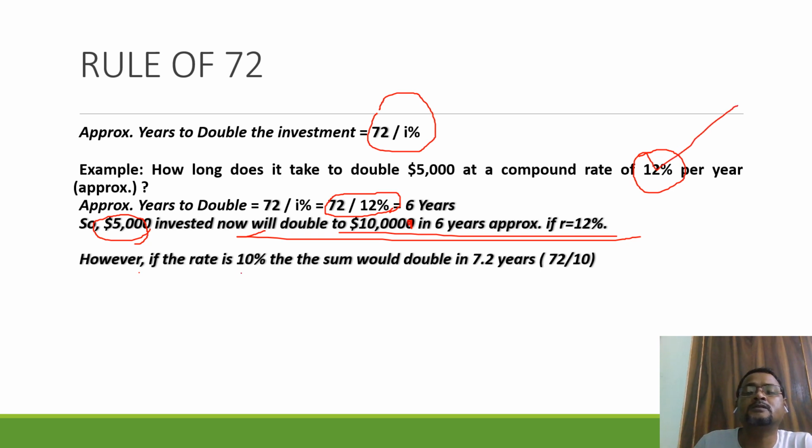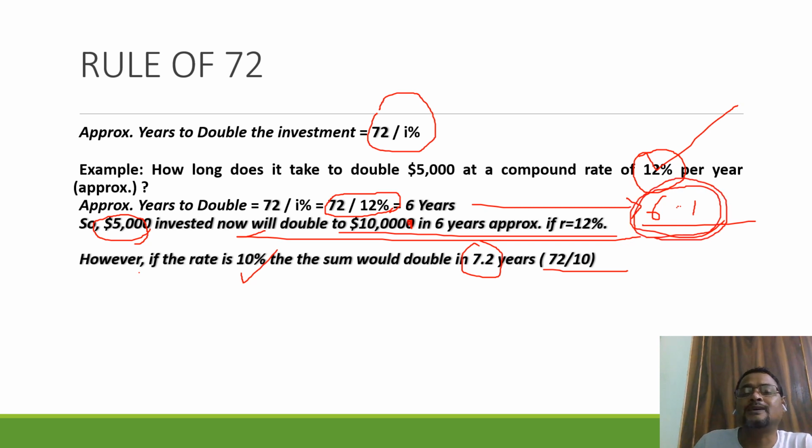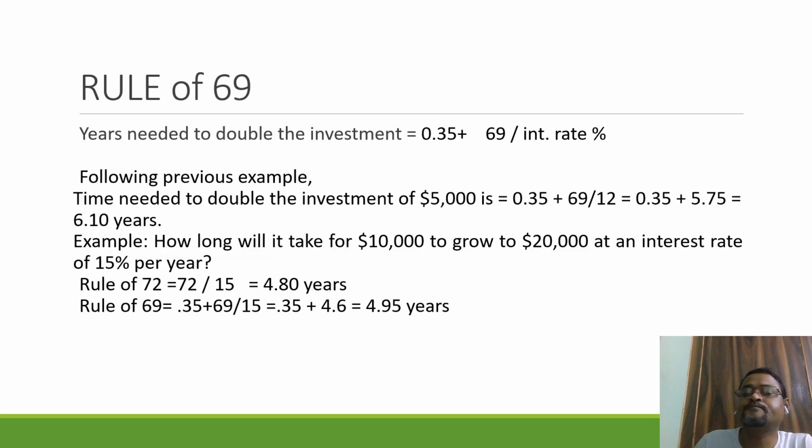If the rate of interest is 10%, it will take 7.2 years. That is 72 divided by 10. This is an approximate formula. This is not exactly the years you are looking at. The exact years will be 6.1. But this is an approximation. This formula is often used as a shortcut. So you can also use it as a shortcut.